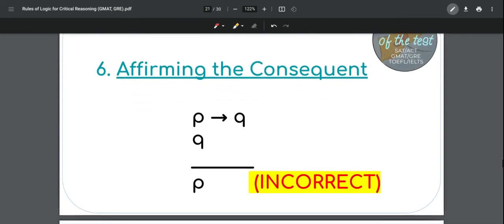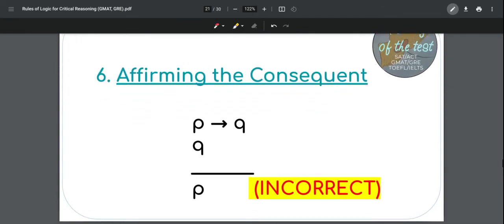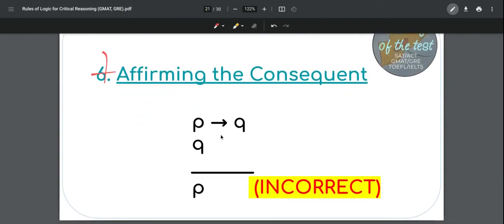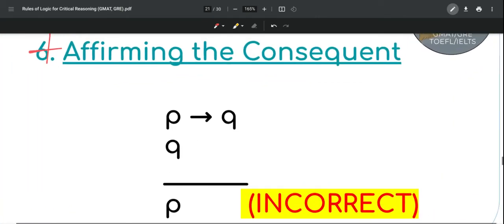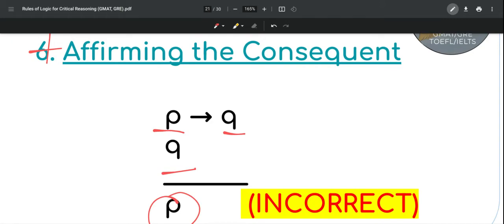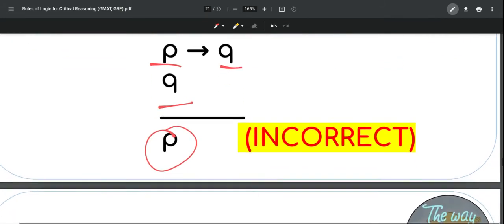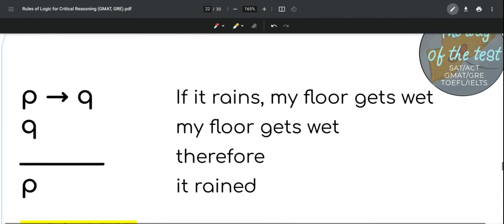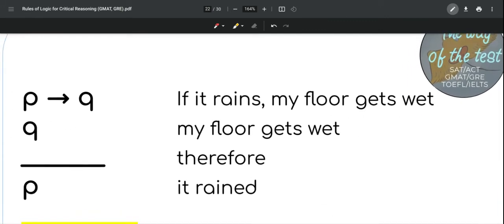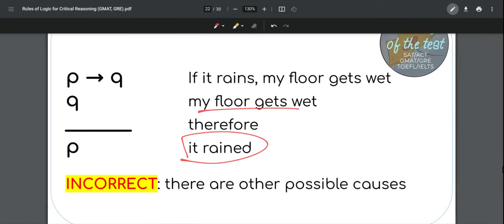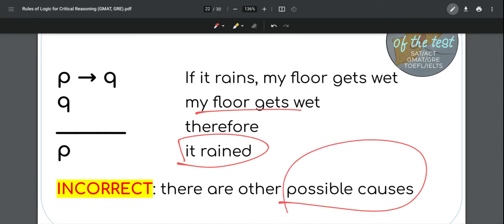Okay, another mistake, this should be the 7, is affirming the consequent. This is number 7. So I have, if P causes Q and Q is correct, then P is correct, right? That is completely incorrect because, again, we don't know which caused it. So again, if it rains, my floor gets wet. My floor gets wet, therefore it rained. This is false because we don't know whether there was another possible cause.